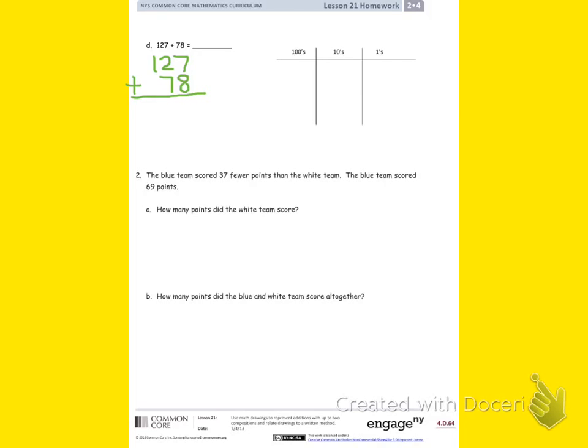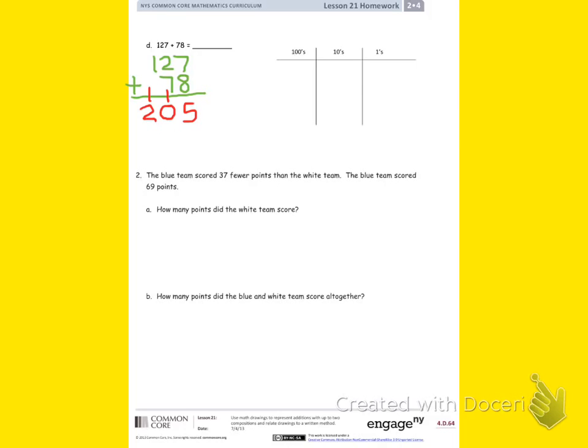7 plus 8 is 15. 15 has 5 in the ones and 1 in the tens. 2 plus 7 is 9, and 1 more is 10. 10 groups of 10 is 100. There is a 0 in the tens and a 1 in the hundreds place. 1 plus 1 is 2.